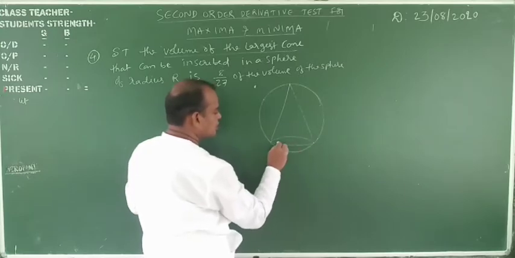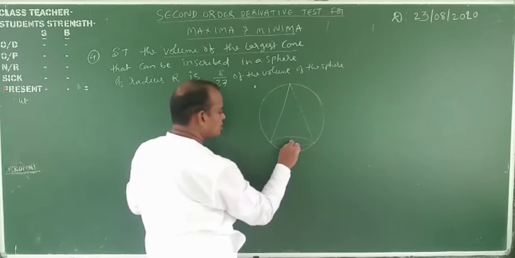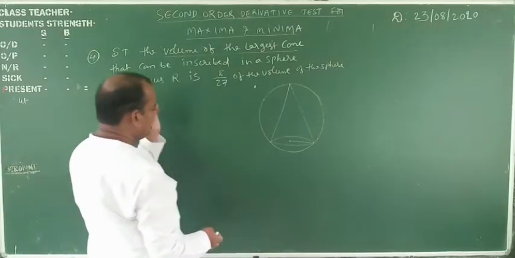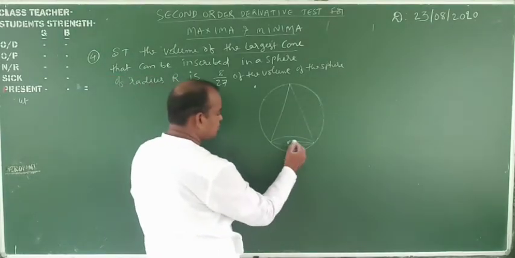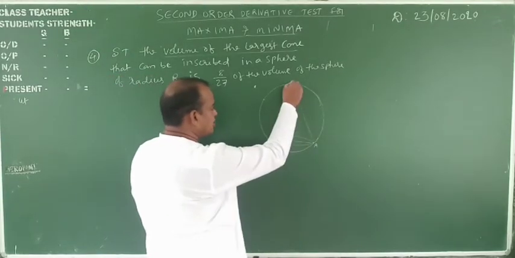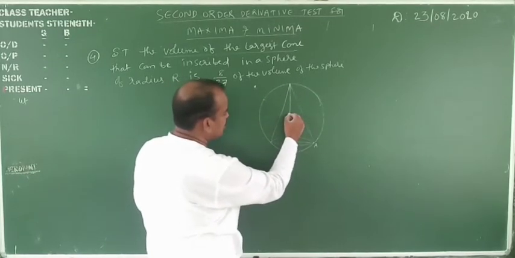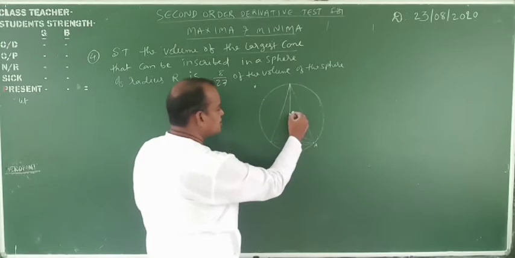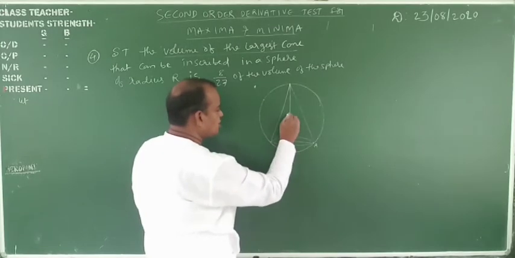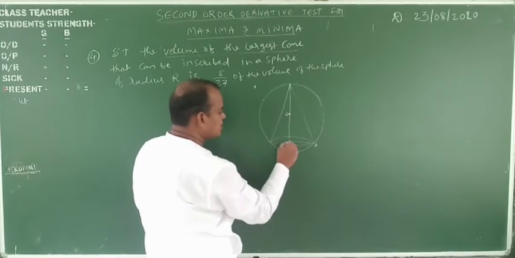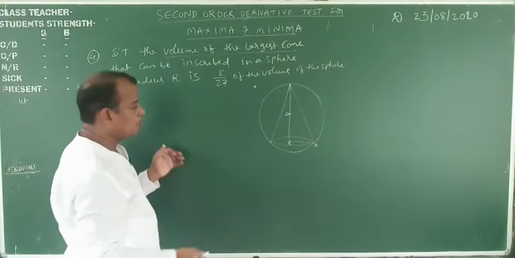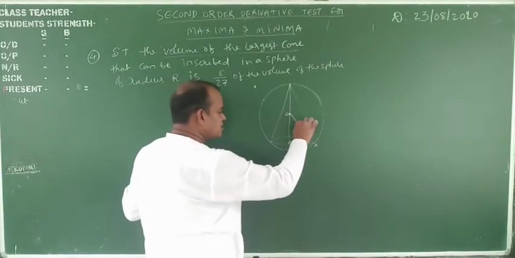This is the cone. Now this is the center. Suppose this is O, this is A, and this is the height of the cone. The center is clearly given. Suppose this is B. O means the radius, the distance from the center to any point. Okay, my dear students.